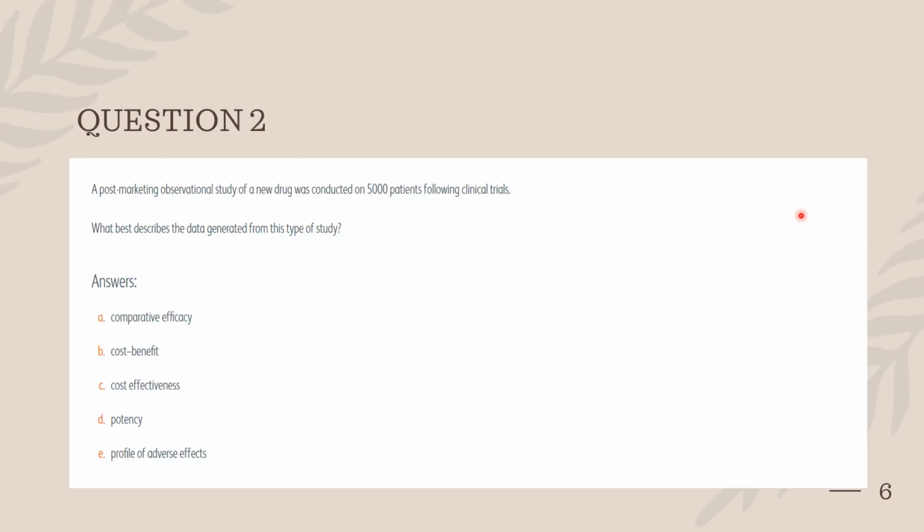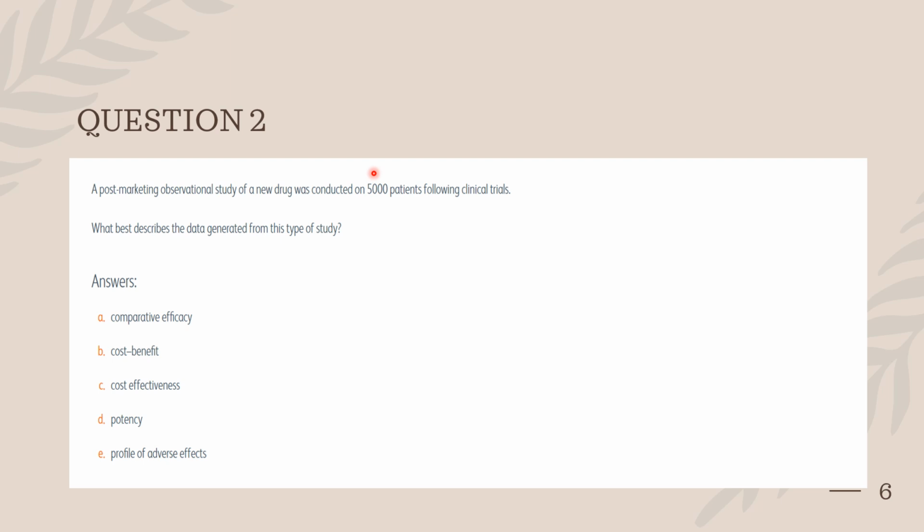Coming to next question, a post-marketing observational study of a new drug was conducted on 5,000 patients following clinical trials. What best describes the data generated from this type of study? So this is a post-marketing observational study or a post-marketing surveillance. So that is when the drug has already been marketed, it's been circulated, it's been used on the patients, and then they are doing an observational study.